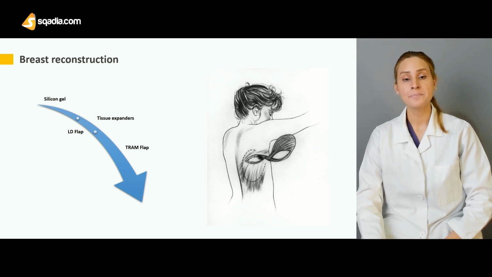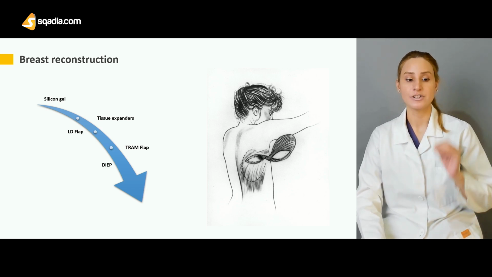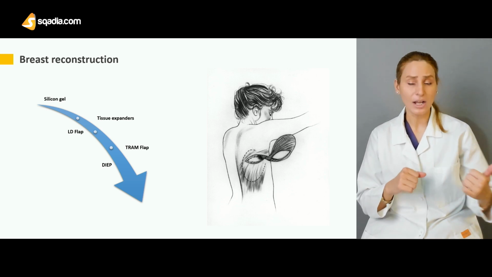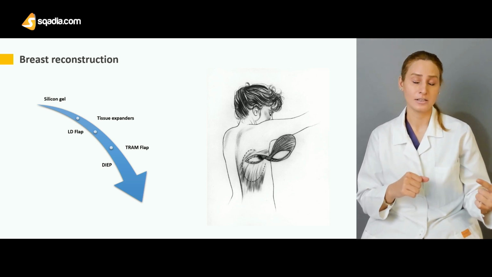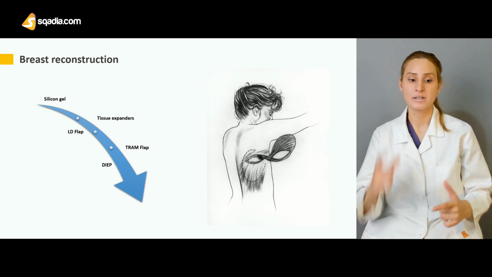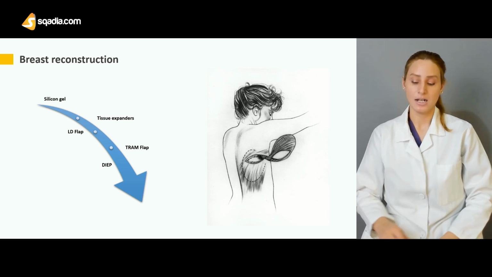Then there is another possibility for reconstruction, which is the DIEP, deep inferior epigastric artery perforator. This actually has no muscle. So the LD flap would have a little portion of the muscle, TRAM would also include a muscle part, and DIEP would be a perforator, so there would be no muscle portion.